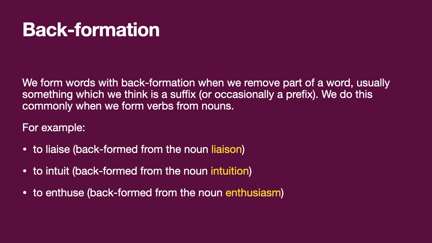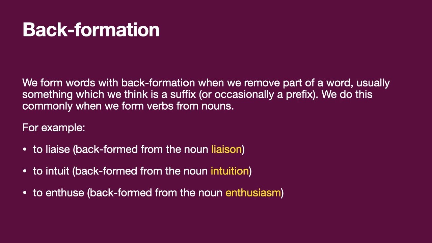Then there is a word intuition. We think that ion looks like an affix, so we remove the ion and make it a verb to intuit. Then the next one is probably much more familiar to you. From the noun enthusiasm, we remove the asm and then we make it enthuse.